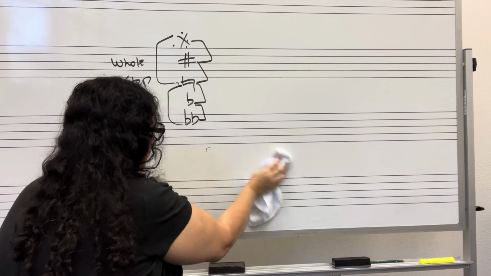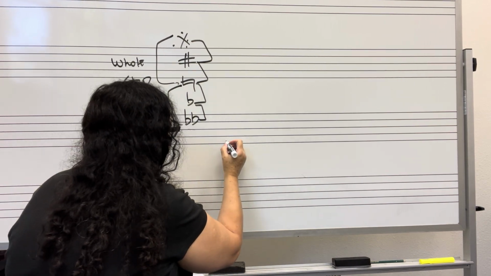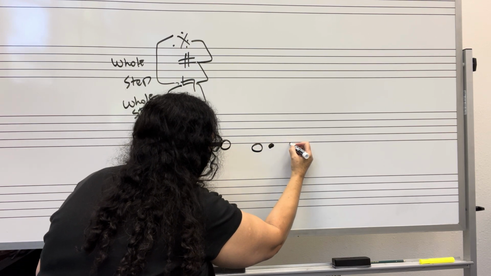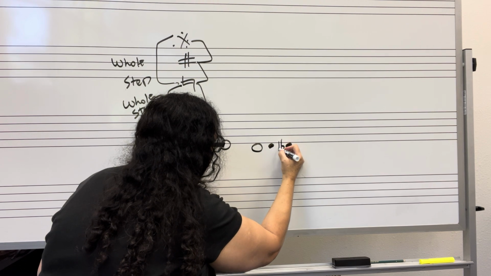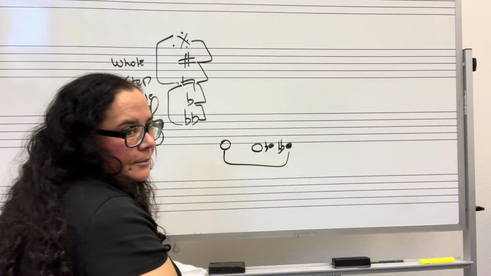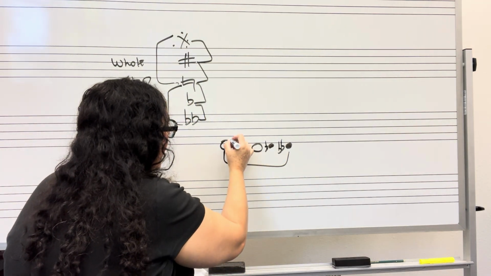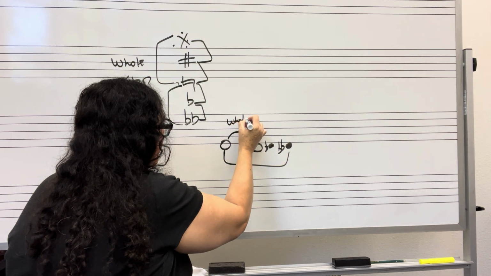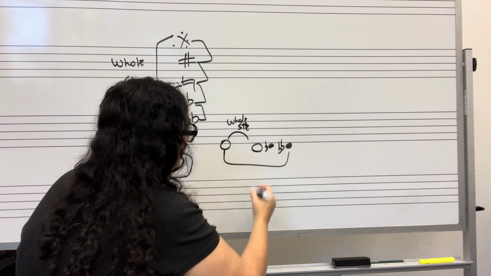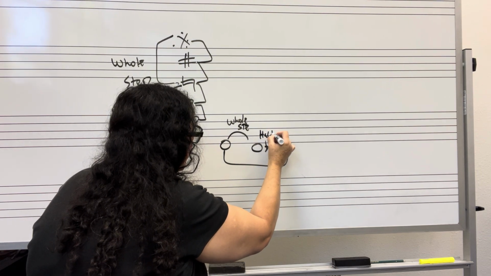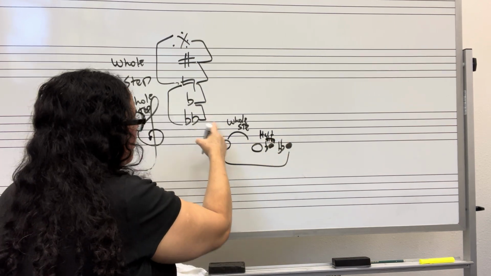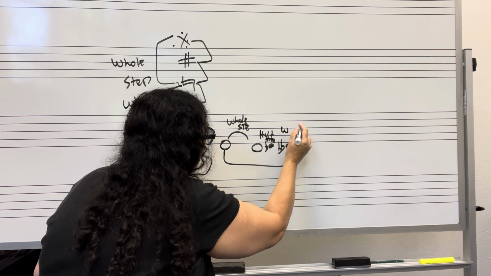Let me put the opposite, sorry. E natural, D flat, and D double flat. E to D double flat. E to D is one whole step. D to D flat is a half step. D flat to D double flat is another half step.